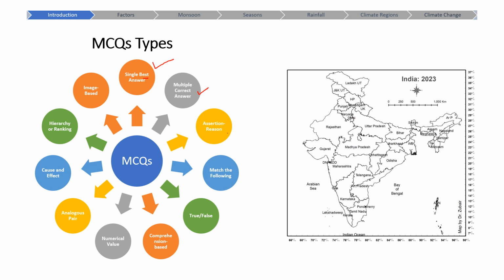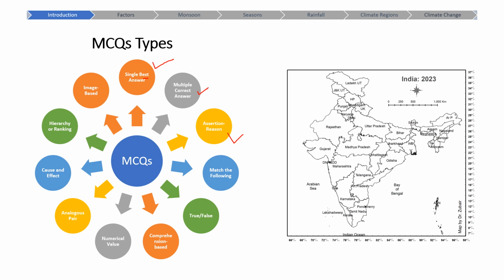Then the assertion and reason. Like the assertion may be that the Eastern Himalayas receive high rainfall during monsoon time, and the reason may be that the Eastern Himalayas act as a barrier to the moisture-laden winds from the southwest monsoon.